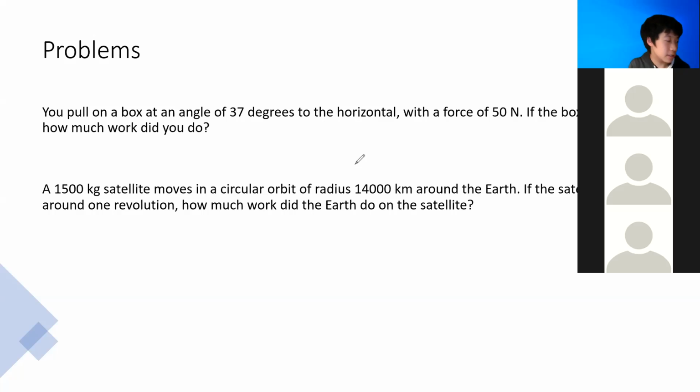All right, so maybe about 2 more minutes for these problems. Okay, so these are slightly more challenging than the ones on the other slide.